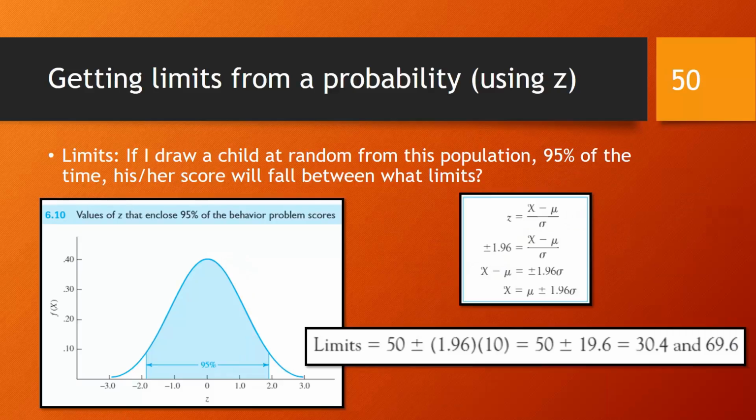We can find a z-score that cuts off 2.5% at each end or tail of the distribution. Here we see that limits can be set up using the mean of 50 going both ways, using one standard deviation as a z-score. We see that 1.96 times 10 shows that the scores will fall between 30.4 and 69.6, 95% of the time.